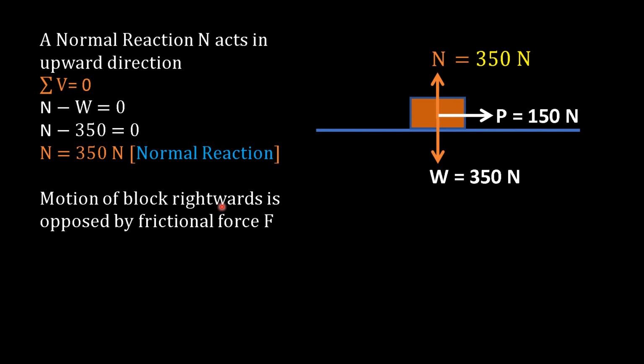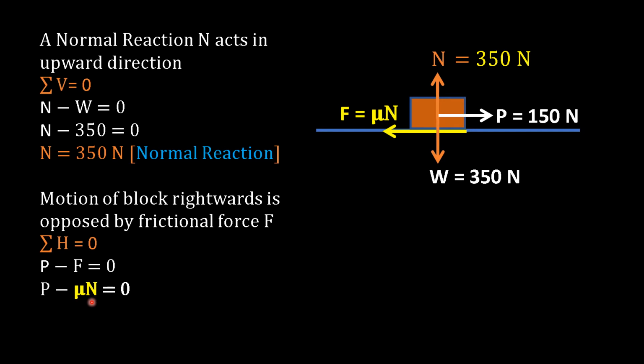Now motion of the block rightwards is opposed by the frictional force F. P is acting rightwards, which just about moves this block, and the motion of the block is opposed by the frictional force F in the opposite direction. Now summation of horizontal forces will be P minus F equals 0. P is positive because it is acting rightwards. F is negative because it is leftwards.